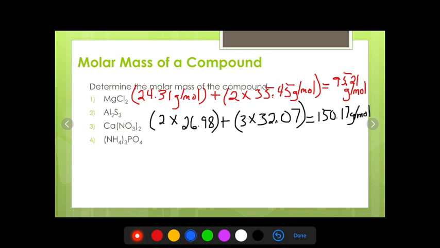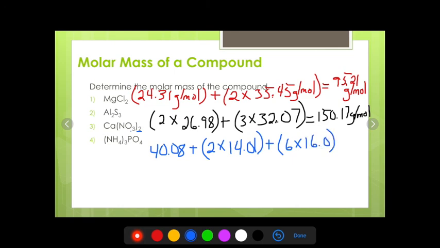Okay, next one we have calcium nitrate. So we only have 1 calcium, and the weight of calcium is 40.08. Okay, so now here we have 2 nitrogen, right? So anything inside the parentheses has to be multiplied by that 2. So we have 2 nitrogen, and nitrogen weighs 14.01 grams per mole. And then we have 6 oxygen. So we take 2 times 3, gives us 6 oxygen. And oxygen is 16 grams per mole. So we add those up, and our compound calcium nitrate weighs 164.1 grams per mole.